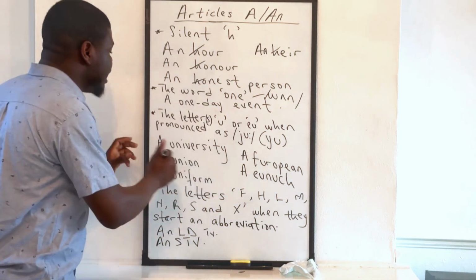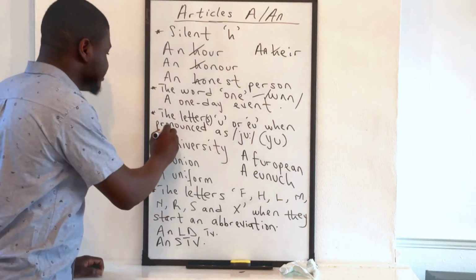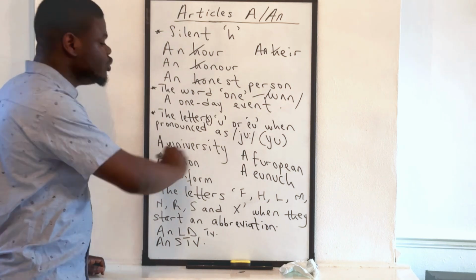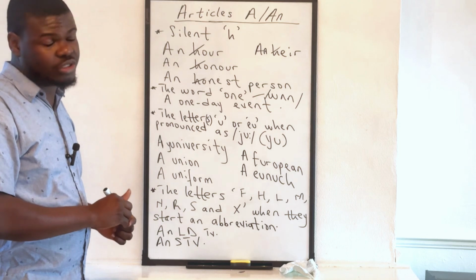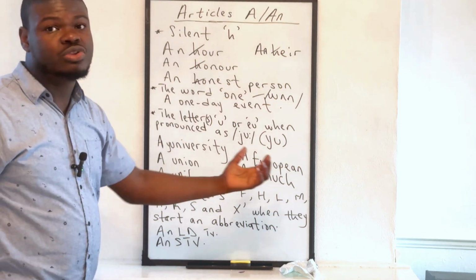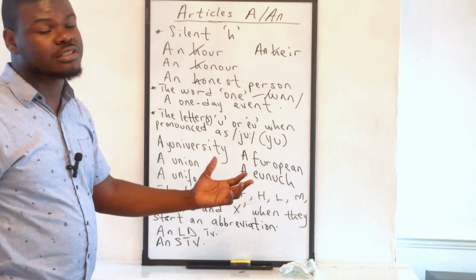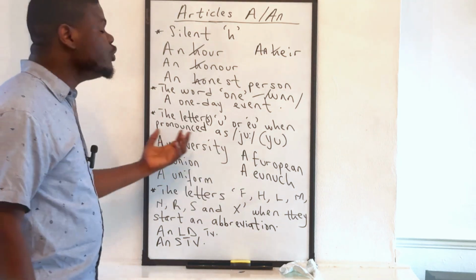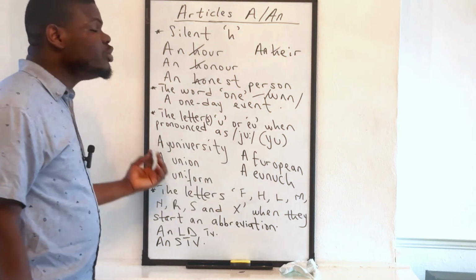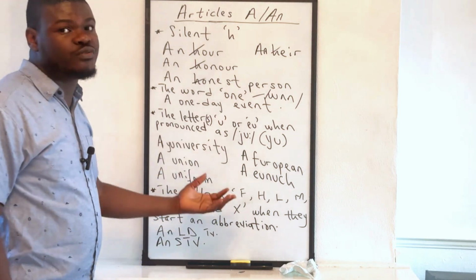So we assume that this university actually starts with the letter Y, like "yoo-niversity." Do you understand that? So that's why we would say a university, not an university. That's why we would say a union, not an union. That's why I would say a uniform, not an uniform.